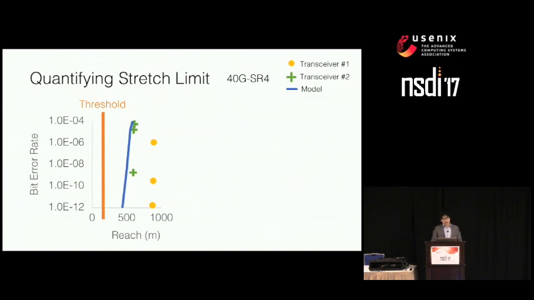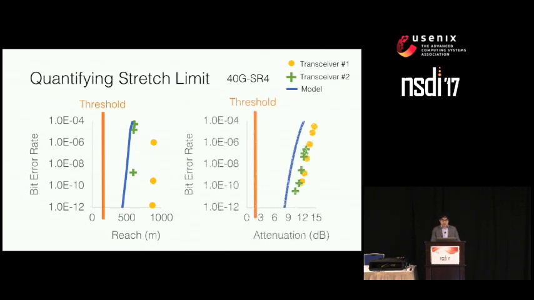So let me give you some results of how bit error rate changes when the short reach technology is applied on a long fiber. Remember, this technology only has a reach limit of 100 meters. In our experiment, we found one transceiver can work even when the reach is around 600 meters, and the other transceiver can work even when the reach is around 800 meters. They are different because transceivers from different manufacturers have very different tolerance of signal distortion. But both of them can be significantly stretched.